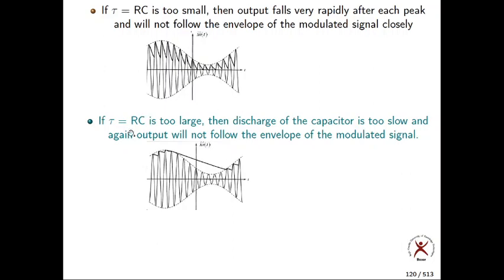Another problem is, if RC is too large, meaning time is more, so discharging time is more. If the time is more, generally it discharges slowly. Correct? It has more time to discharge, so obviously it discharges at a slower rate. Too slow. What happens here? You can clearly see here, suppose it is discharging like this, very slowly.